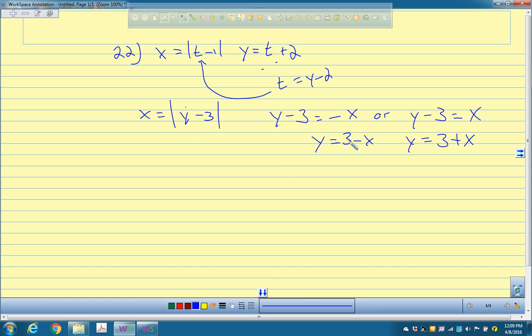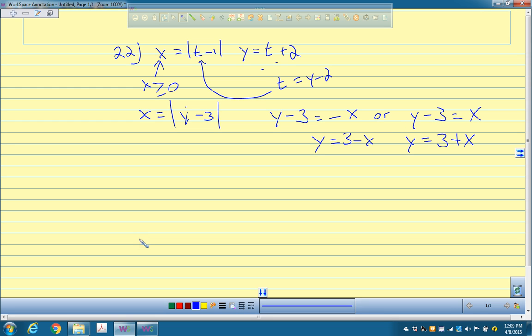But they also ask you to put domain restrictions on the equation. What has to be true about x up here? What is x always going to be? x has got to be greater than 0, right? So x has got to be greater than or equal to 0. So over here, you have to say x has got to be greater than or equal to 0, because I can plug in any value of t, right? But x is always going to be positive, right?